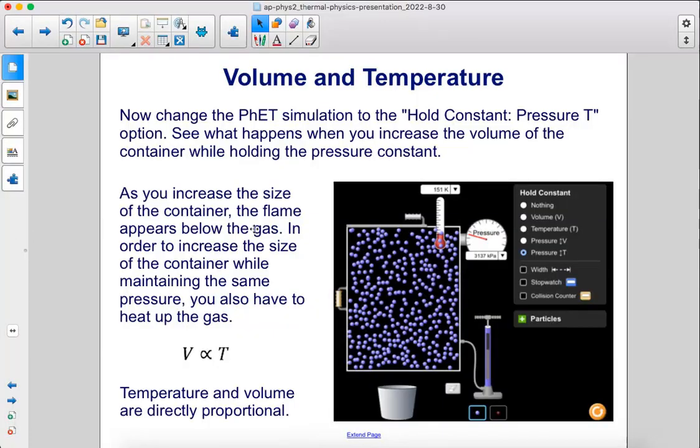So, in conclusion, as you increase the size of the container, the flame appears below the gas. In order to increase the size of the container while maintaining the same pressure, you have to also heat up the gas so that you have the same amount of collisions taking place. Volume and temperature are directly proportional.